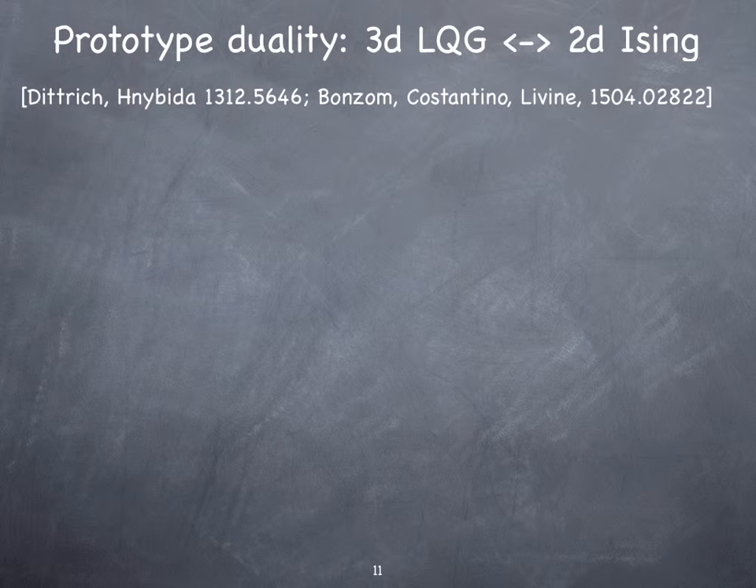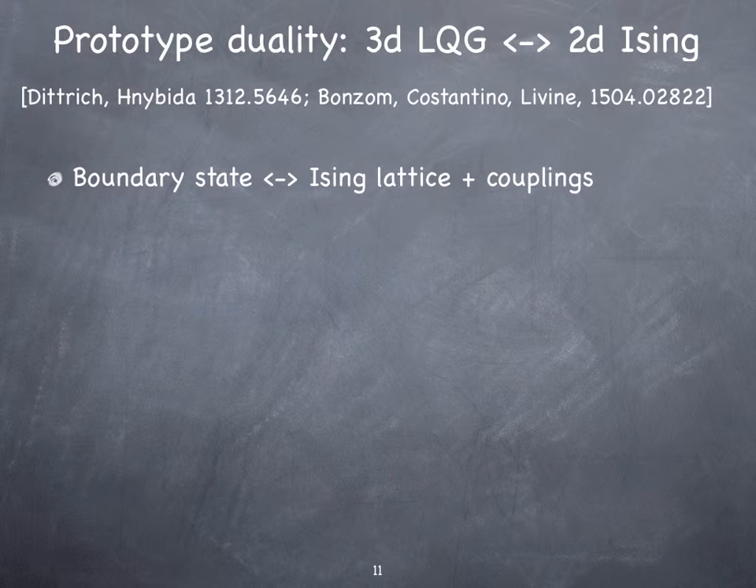This is essentially something that follows from work of Dittrich and Bonzom, Costantino, and Livine. The statement there is that if you have a certain boundary state in your quantum gravity model, the on-shell amplitude of that is given by certain parameters, and these parameters map to the couplings and the lattice that you have in an Ising model. So the quantum gravity state on the boundary defines uniquely an Ising model on the boundary. It gives you a lattice on which the Ising model is defined, and gives you the couplings which are on this lattice.